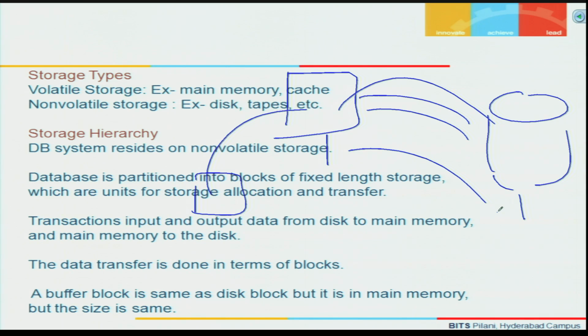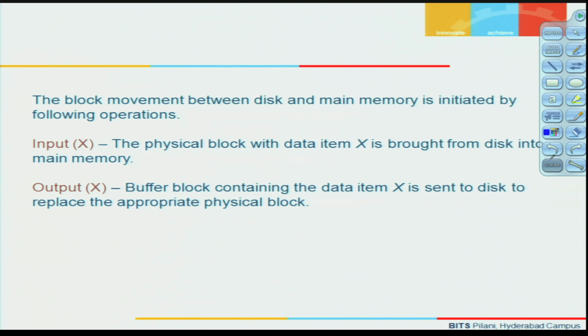A buffer block is the same as a disk block, but it is in main memory, and the size is going to be the same. The block available on disk is called a disk block, and the block available on the RAM is called a buffer block, but invariably the size of this buffer block and disk block is going to be the same. The block movement between disk and main memory is initiated by the following operations.